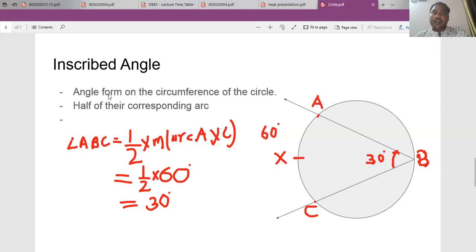The angle formed on the circumference of the circle. Just keep in mind, inscribed angle means an angle formed on the circumference of the circle. See this, this is the circumference. So when you get the angle on the circumference of the circle, that is known as the inscribed angle, and that inscribed angle is half of its corresponding arc.